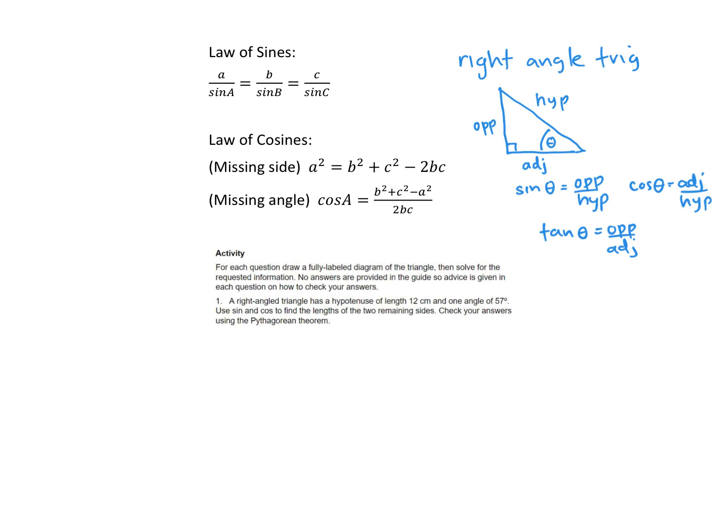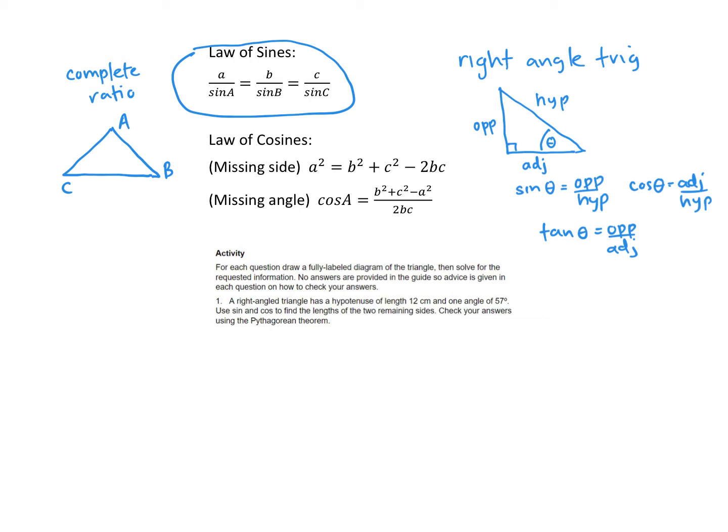If we don't have a right angle, we have to move on to law of sines. If we are going to use law of sines, we must have a complete ratio, a complete ratio being a side and the angle opposite the side, or across from the side. It is important when we are using law of sines and law of cosines that we label our triangles using capital letters for the vertices, and then the opposite side would be the same letter but in lowercase. So the side opposite angle A is side a, opposite angle B is side b, and opposite angle C is side c.